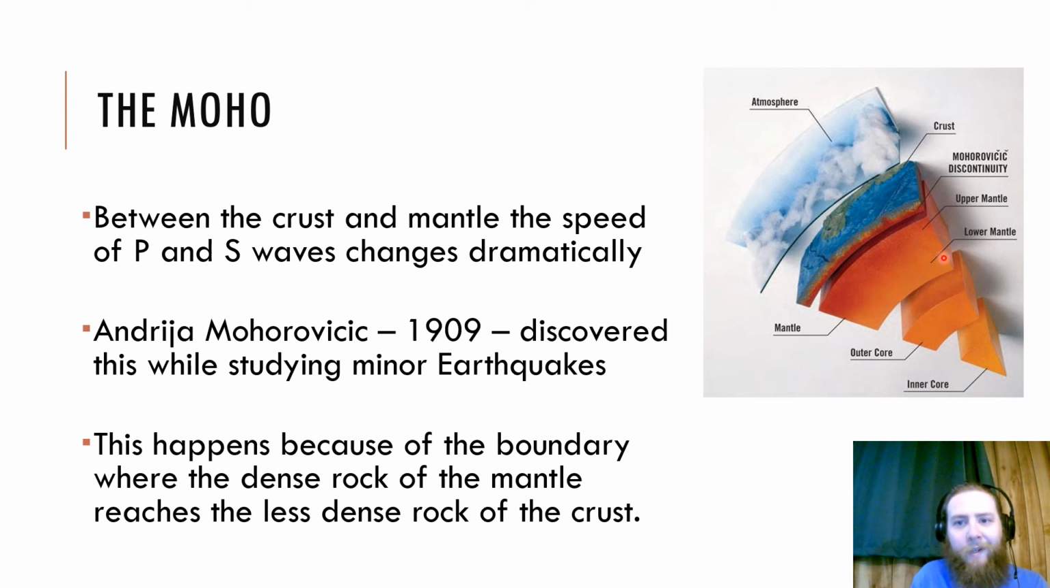The Moho, which is this little tiny strip here at the bottom of the crust. This is an area in the Earth where the speed of the P and S waves changed dramatically. This was found by Andrija Mohorovic, sorry if I mispronounced that, in 1909. And he discovered this while he was looking at minor earthquakes. And this happens because the boundary, where this less dense rock of the crust, is met by the dense rock of the mantle, and these waves are speeding up as they're going into that denser mantle. And the Mohorovic discontinuity here.